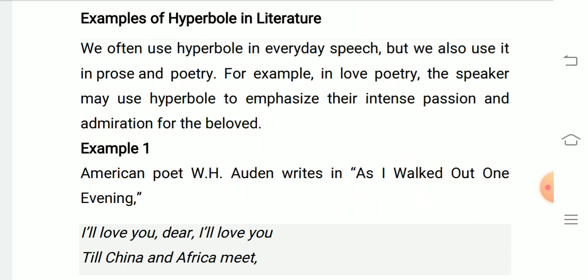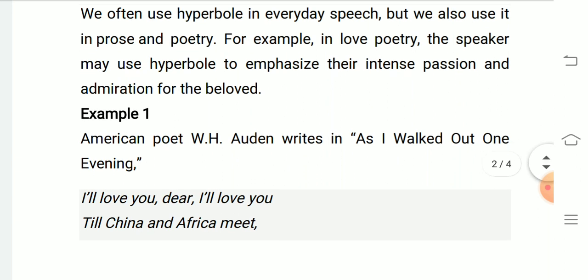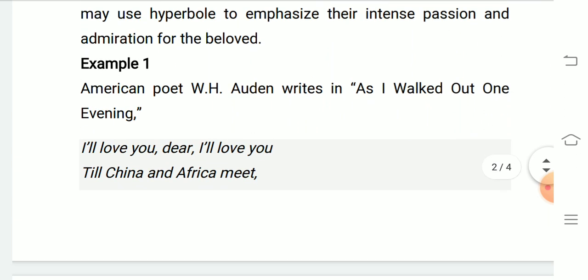We often use hyperbole in everyday speech, but we also use it in prose and poetry. For example, in love poetry, the speaker may use hyperbole to emphasize their intense passion and admiration for the beloved. For example, Ben Jonson's hyperbolic statements to his lady in the poem Drink to me only with thine eyes, and the ironic hyperboles in To His Coy Mistress, a poem written by Andrew Marvell. Here I am giving you a few examples of hyperbolic statements in literature.